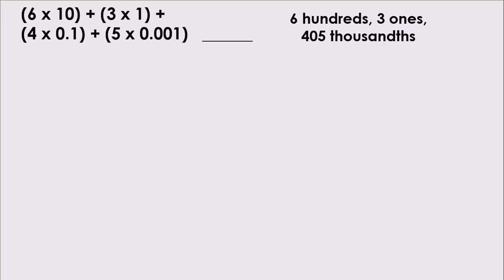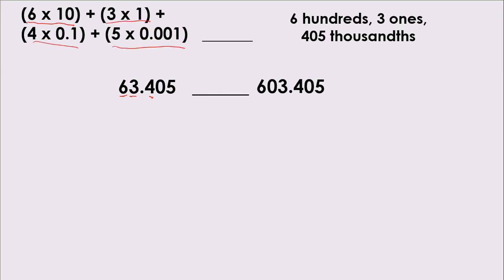Now we're going to be comparing these numbers, but they're presented in both expanded form and unit form. The first thing we want to do is rewrite these in standard form. Remember, in parentheses, it's saying 6 times 10, which means the 6 is in the tens place. 3 times 1 means the 3 is in the ones place. 4 times 1/10 means the 4 is in the tenths place. And 5 times 1/1,000 means there's a 5 in the thousandths place. We're not multiplying anything by the hundredths place here because there are 0 hundredths. We don't need to include that in expanded form.